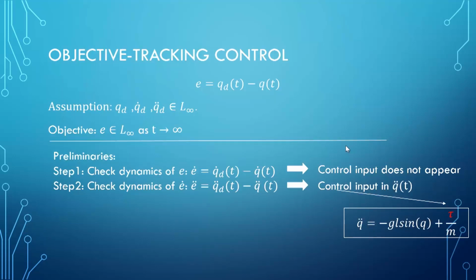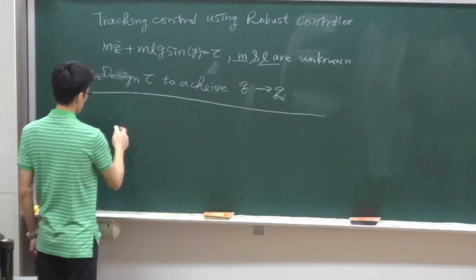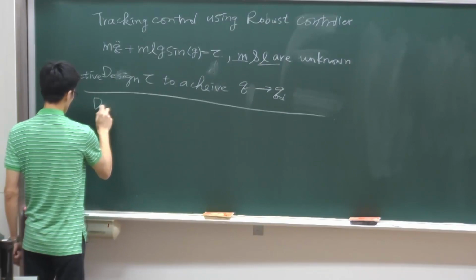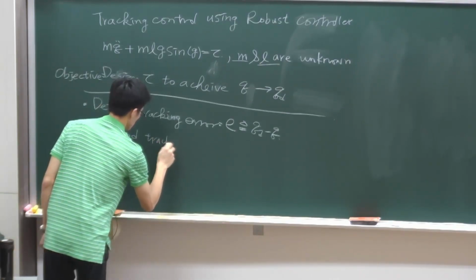Let's go step by step. Tracking control, here's the problem definition. So let's define the error tracking signal and the filtered tracking error.